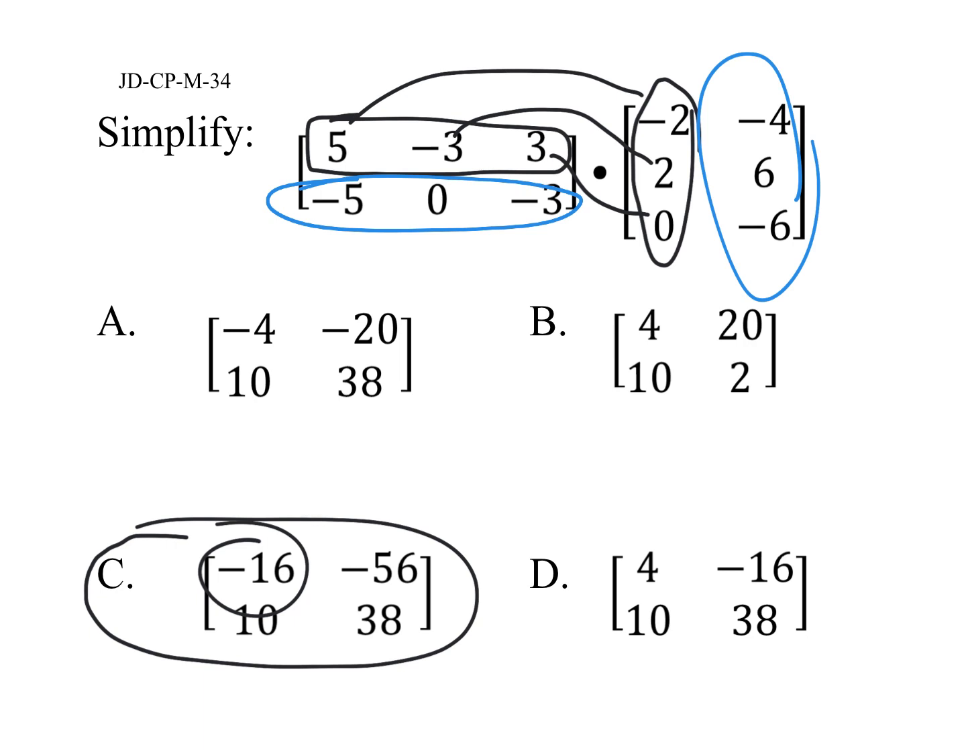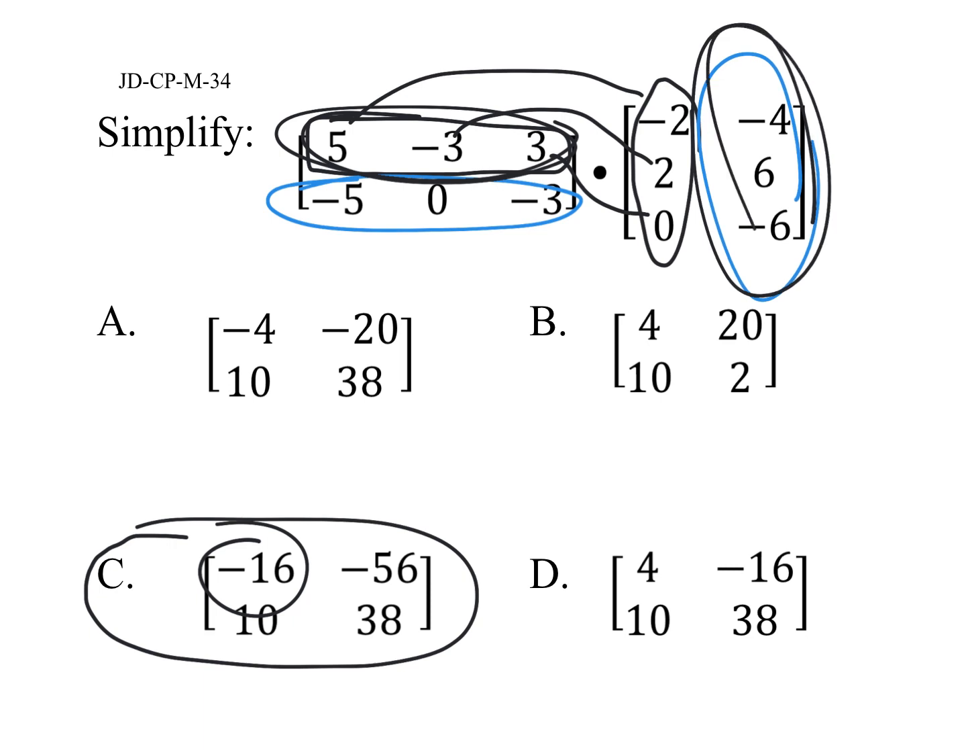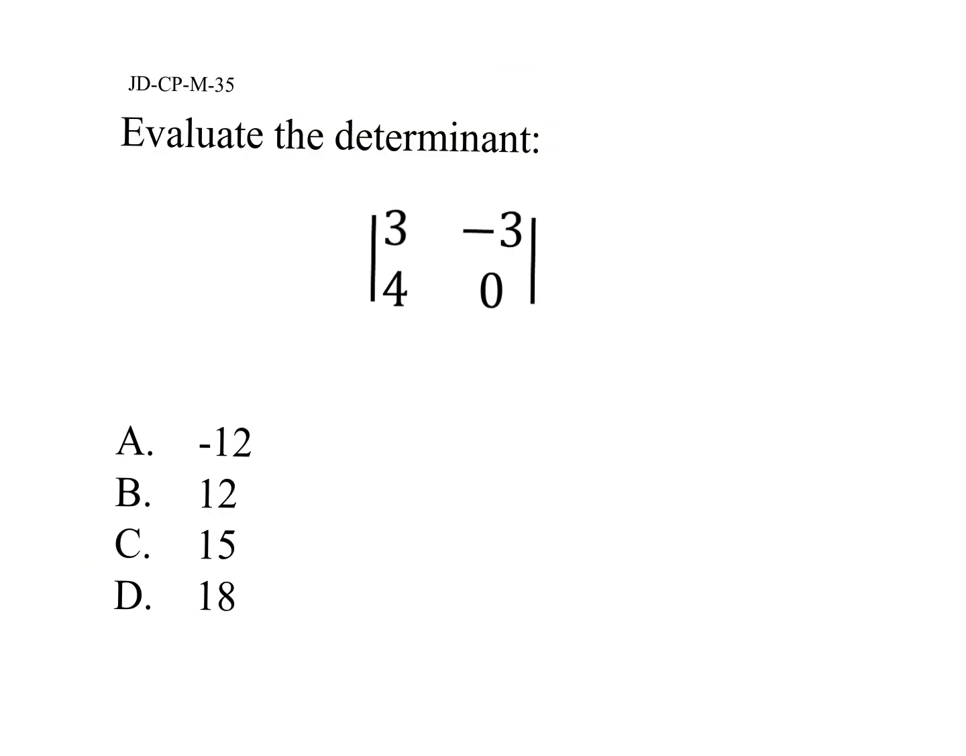Or sorry, we'd be doing this to here would be negative 56. 35, they want us to evaluate this determinant. Notice these have just the lines next to them instead of the brace type things.